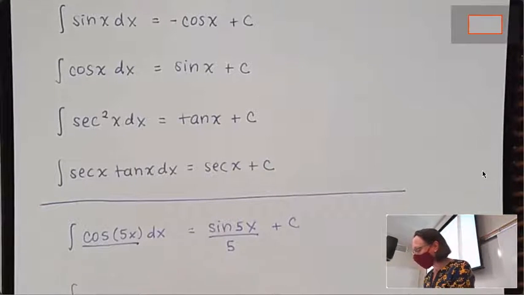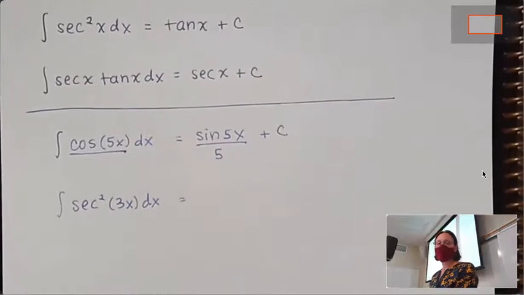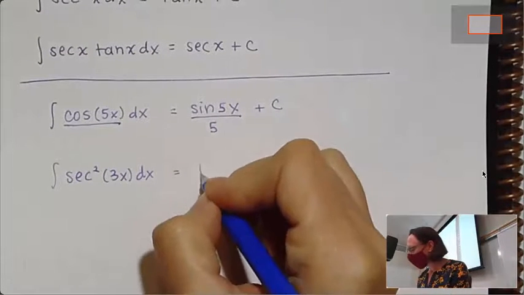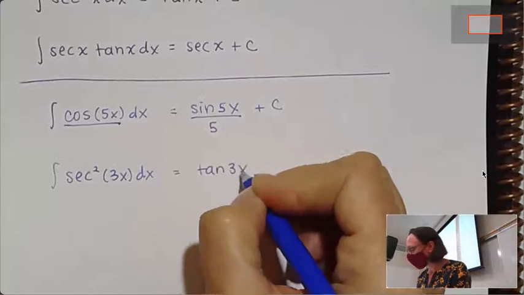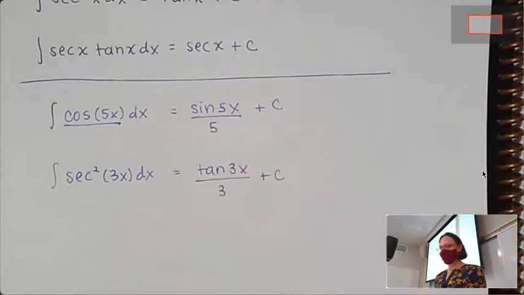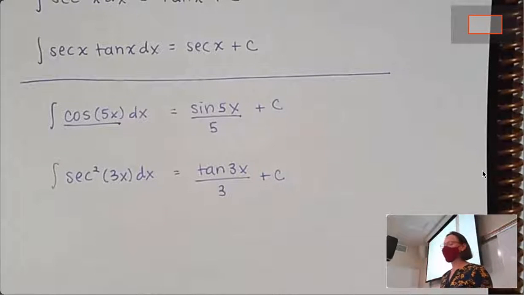Similarly, the same kind of thing works if I've got secant squared of 3x dx. I look at that and say, whose derivative is equal to secant squared? Oh, it's tangent. So I'm going to have tangent of 3x and divide by 3 to take care of that chain rule. Now, if that doesn't sit well with you, or you're like, yeah, I'm never going to remember that, that's okay. We can get to the same place by doing a u substitution. It just takes a little bit more time.